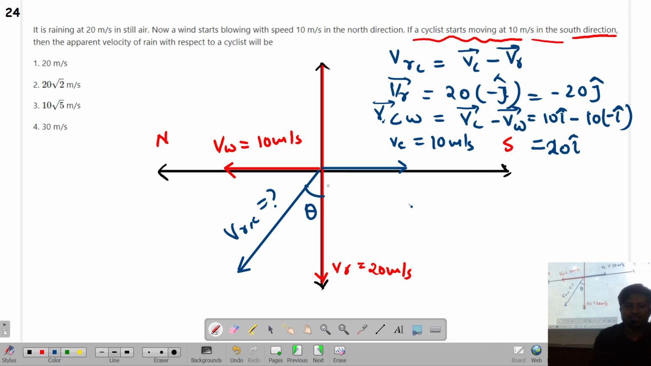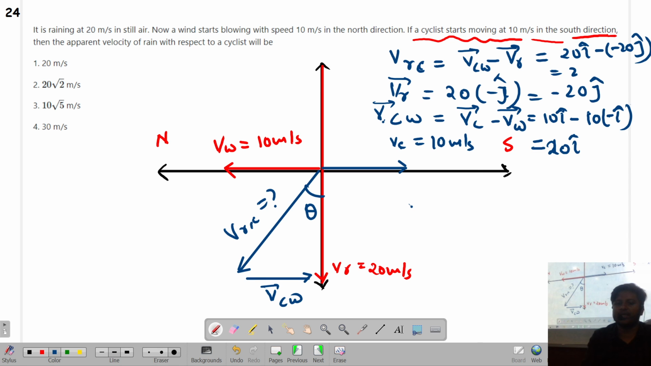So actually in this direction here, you will have to take the resultant of velocity of cyclist with respect to wind. And this equation, velocity of rain with respect to cyclist, changes to velocity of cyclist with respect to wind minus velocity of rain. What will I get as the equation? 20 i cap minus of minus 20 j cap, that is 20 i cap plus 20 j cap, and this is the velocity of rain with respect to cyclist. Are you able to get me or not, guys?